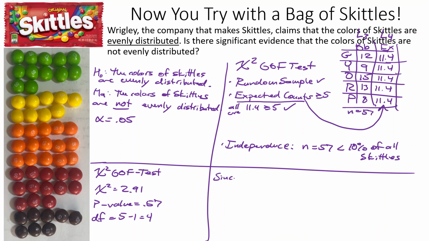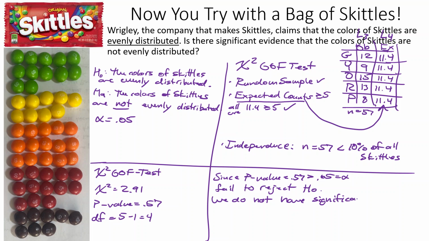All right, so since our p-value equals 0.57, which is definitely bigger than 0.05, which is our alpha, we're going to fail to reject our null hypothesis. We do not have, I guess I should say, significant evidence that Skittles are not uniformly distributed.